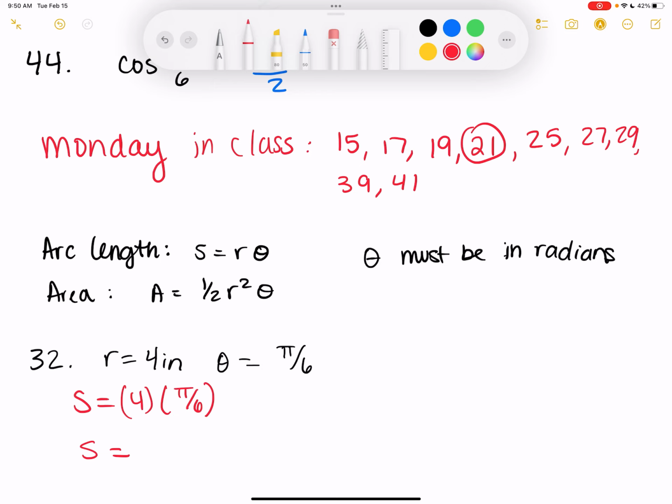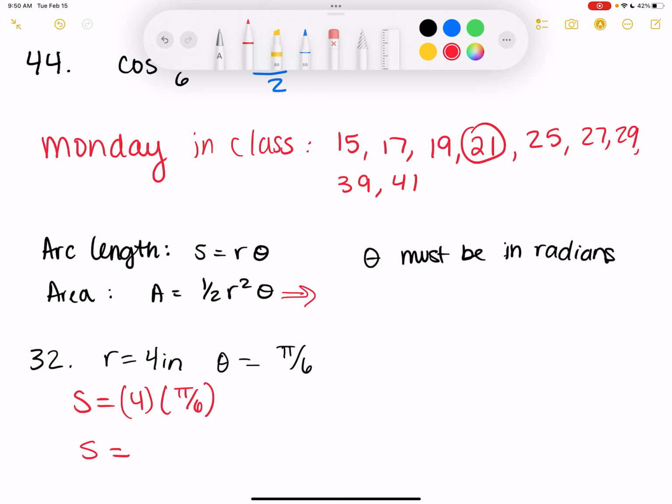Wait, what does the S mean again? Arc length. Oh, okay. And I don't know if I showed it to you in the video, but I'll show you a modified form of area, if you've already found arc length, so that it makes your life a little bit easier.